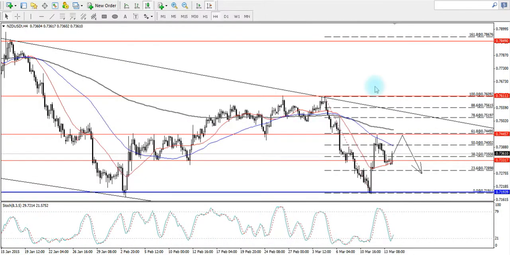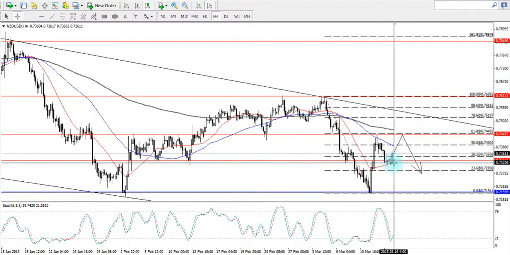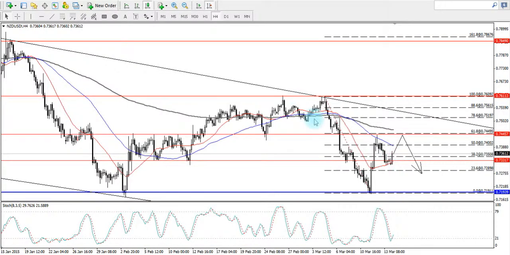So next we have the New Zealand dollar against the US dollar. What happened is the price did start to fall as it got resisted, as it almost touched the resistance level at 0.7449, retracement level 1.8%. However, it got exhausted and appreciated this morning.